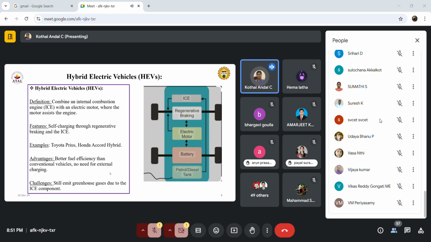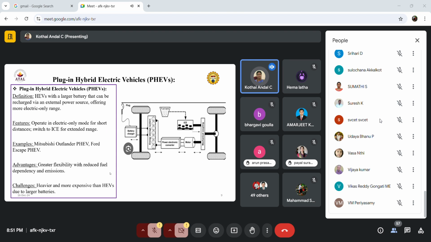But the challenge is that it still depends upon the IC engine. So we can expect some carbon emissions here. Next, we go to the plug-in hybrid. The difference between hybrid and plug-in is that here we have a battery charger, a separate unit to get the battery charged. In the plug-in hybrid electric vehicle, the main propulsion is based on the batteries. The battery is supported by the IC engine, with a fuel tank for petrol, diesel, or gasoline.